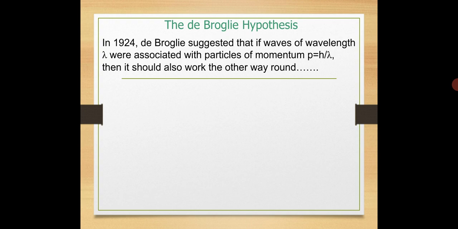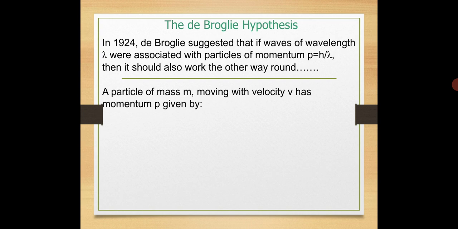In 1924, de Broglie suggested that if waves of wavelength lambda were associated with particles of momentum p, then it should also work the other way round. So a particle of mass m moving with velocity v has momentum p given by p is equal to mv, which is equal to h upon lambda. That is nothing but every particle in this space having mass m and moving with velocity v is associated with a wave. This is the de Broglie's hypothesis, and these waves are generally termed as the matter waves.